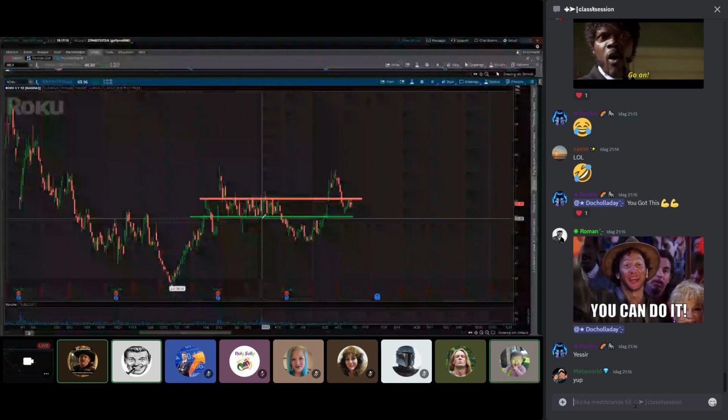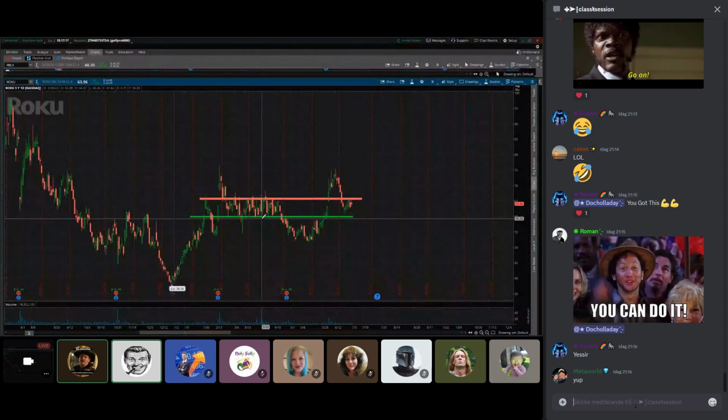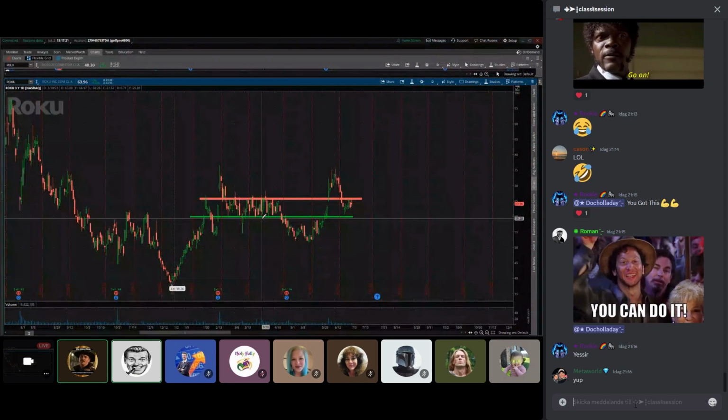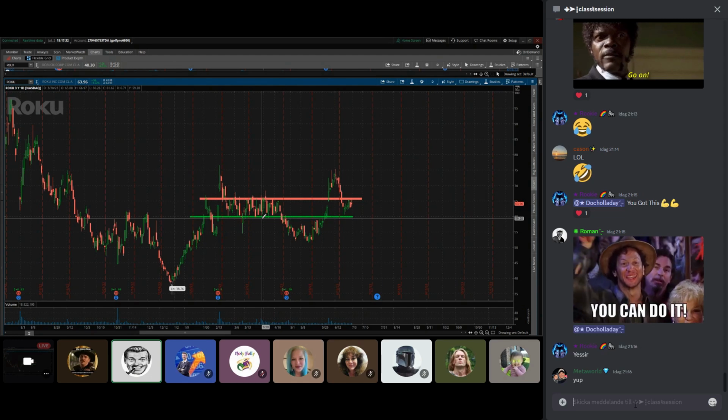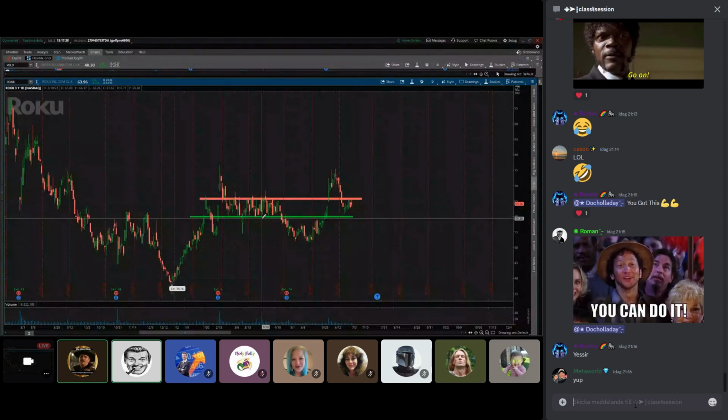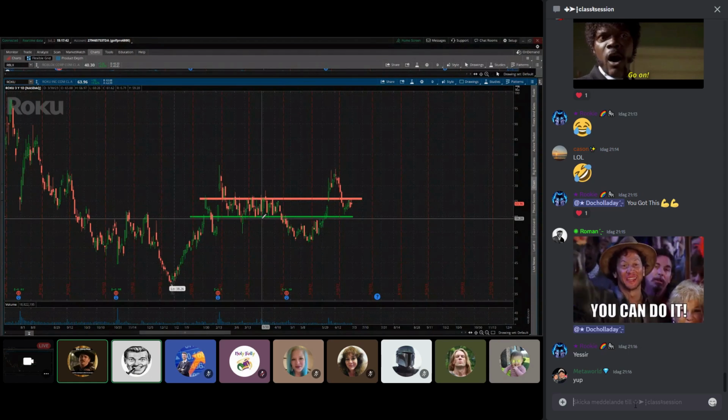Again, I can't see anything in the chat here, so if I'm wrong, please point me out and embarrass the heck out of me. Resistance is the opposite of support. Price tends to bounce back down at this level due to selling. But if it pushes through this level, it most likely will become support.